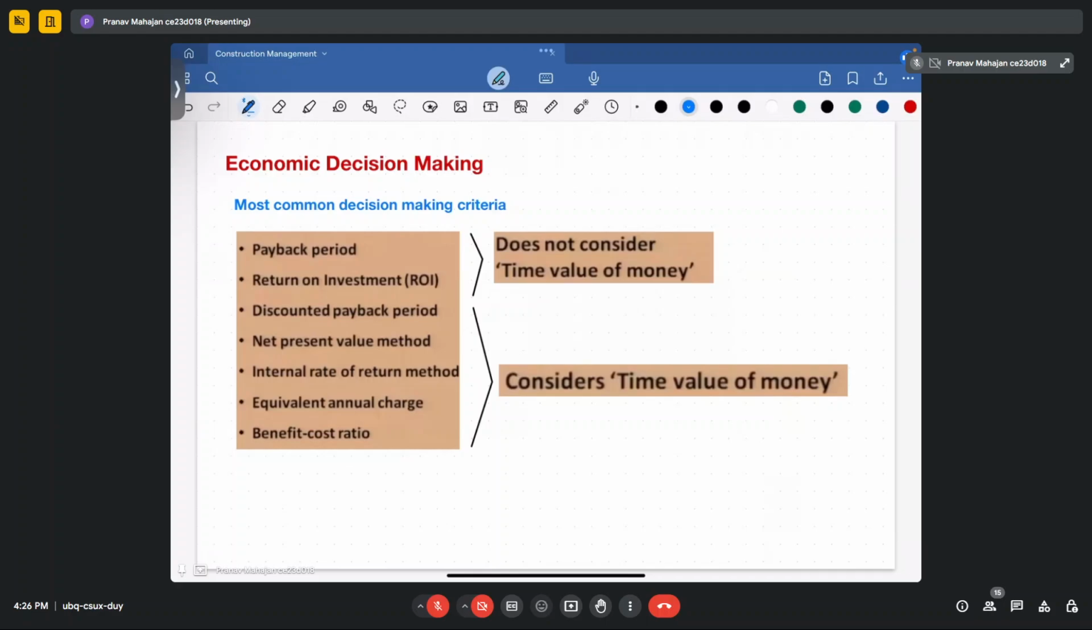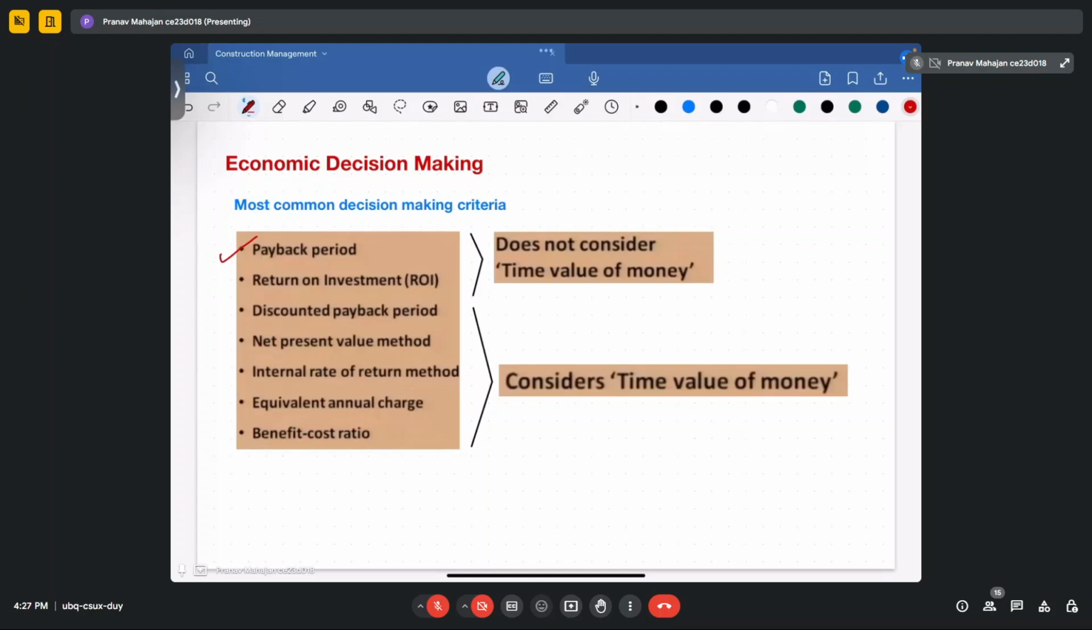What are the criteria on which this economic decision making depends? The first is the payback period. What is the payback period? In the payback period, you don't consider the future value of the money. That means you don't consider the interest that would be incurred in the future. You only see the total amount in the future and what you have spent in the present.